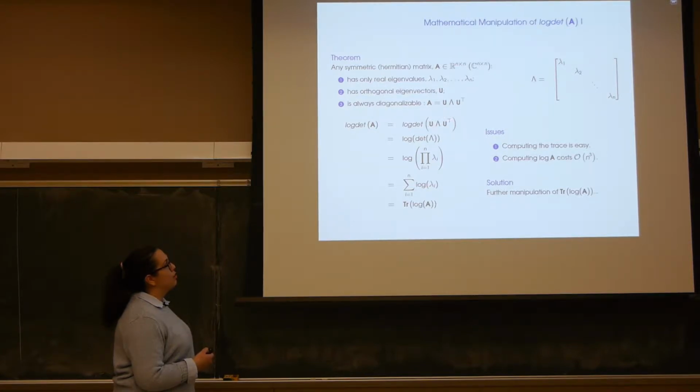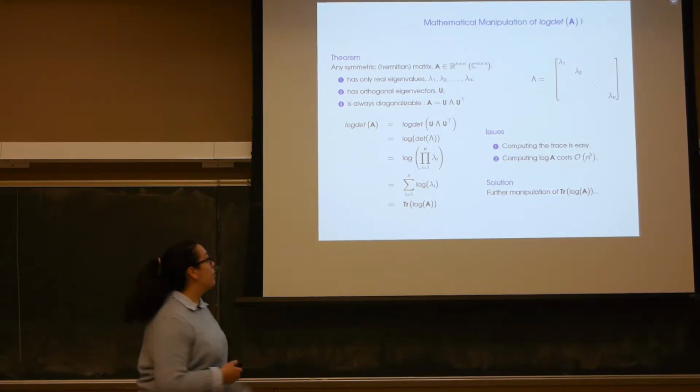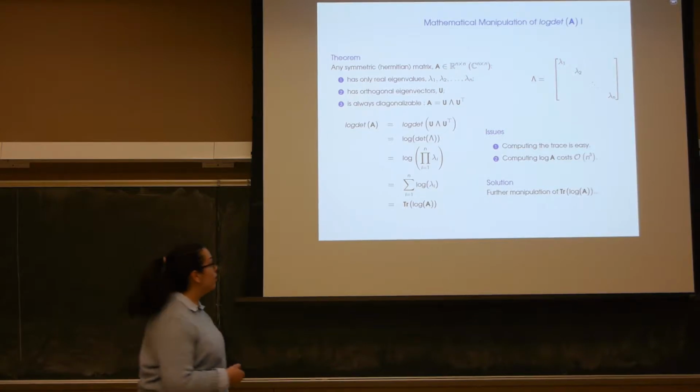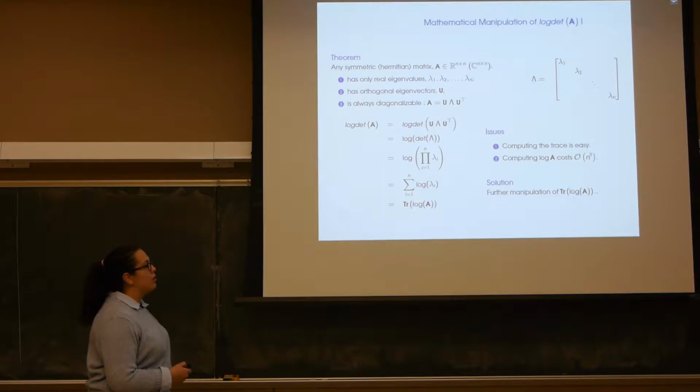The det of U and U transpose will be the same, plus minus 1, because these are orthogonal matrices. And because we have that U squared, it's always positive. So this thing over here will be the log of det lambda, and this will be the log of the product of the eigenvalues. By the properties of the logarithm, this is the summation of the log of lambda i, and this is the definition of the logarithm of A.